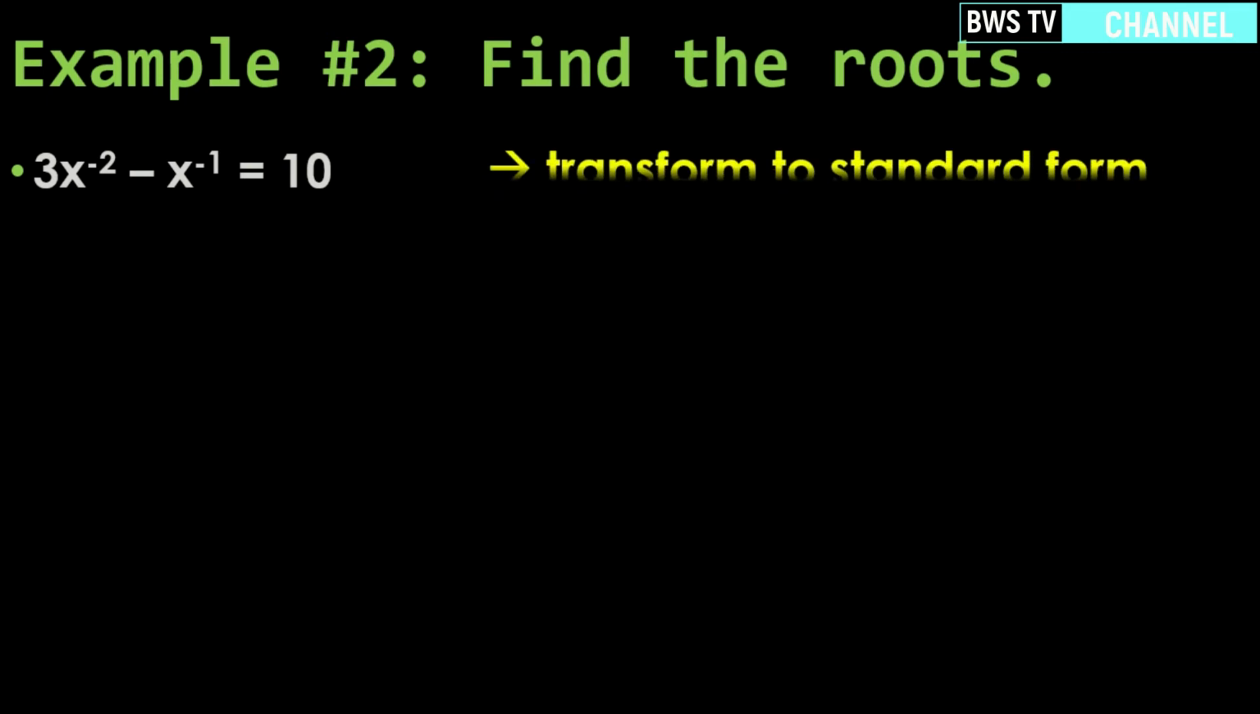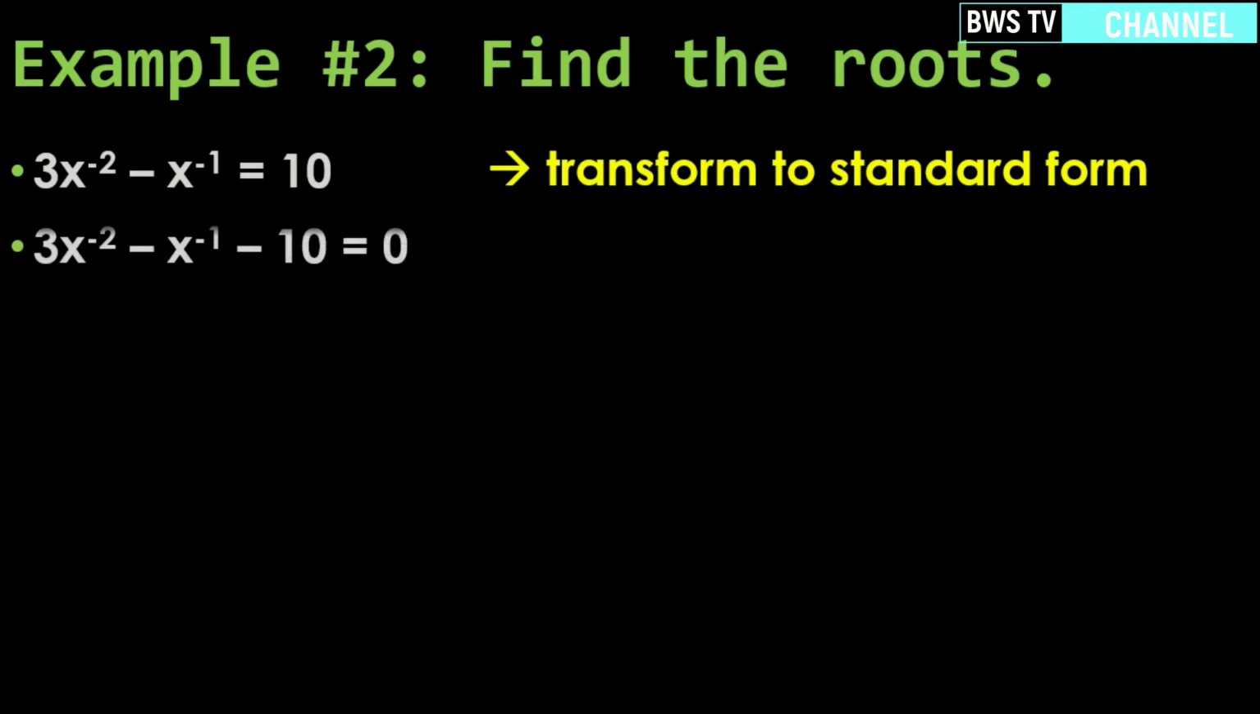So now we have example number 2. Still find the roots of this given equation. So we have 3x raised to the power of negative 2 minus x raised to the power of negative 1 is equal to 10. That's the given equation. So now, what's the first step? Standard form. So change it into standard. So here's what happens. Your positive 10 will be transferred to the left side of the equation. So that will become minus 10 now. So we have now standard form.